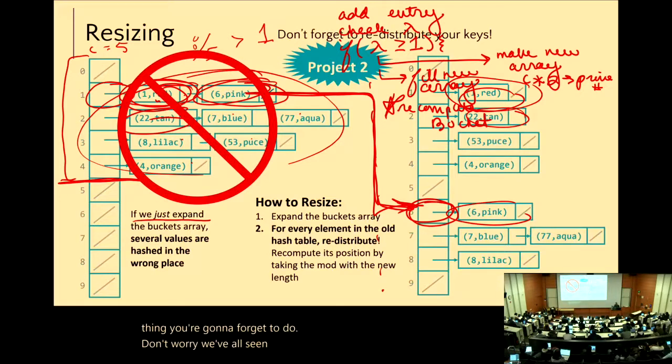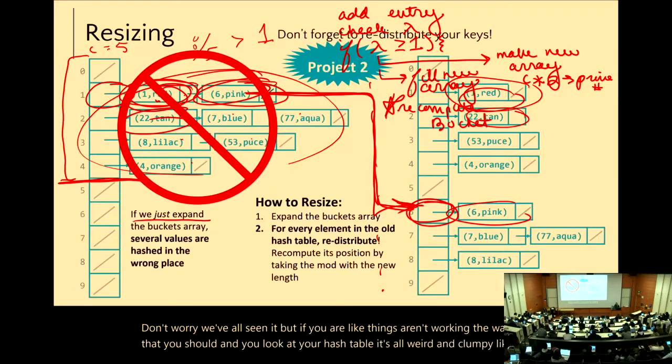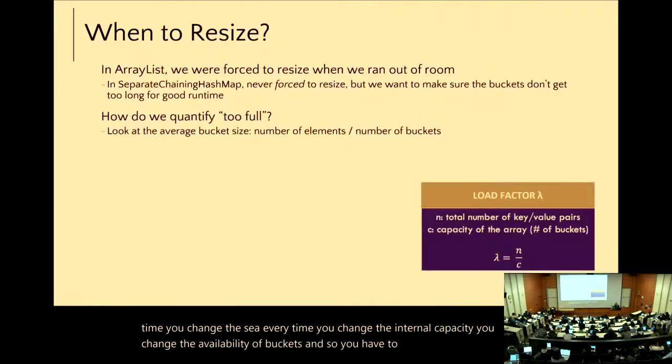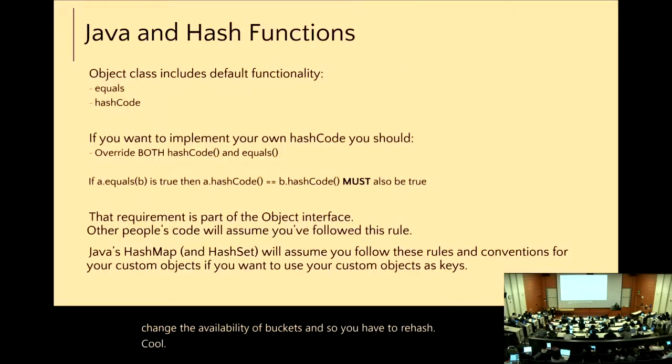But if things aren't working the way that they should, and you look at your hash table and it's all weird and clumpy like this, ask yourself, did you remember to rehash things after you resized? Every time you change the C, every time you change the internal capacity, you change the availability of buckets, and so you have to rehash. Cool. There's some more things you can read.